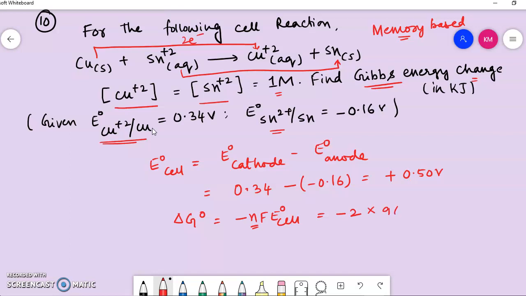Minus 2 into F, that is 96,500, right, into 0.5. So this will give you, right, 2 into 0.5, it is 1. So minus 96,500 joules, right? 2 into 0.5 will give 1, right? And then minus 96.5 kilojoules. They asked the answer in kilojoules, minus 96.5 kilojoules. Hope you understand, guys, right?